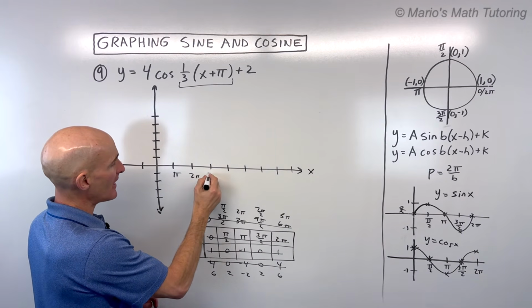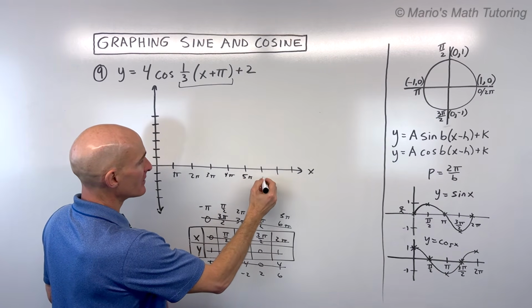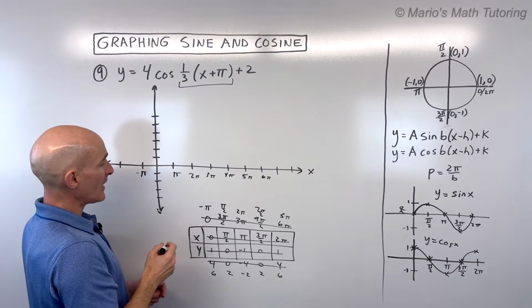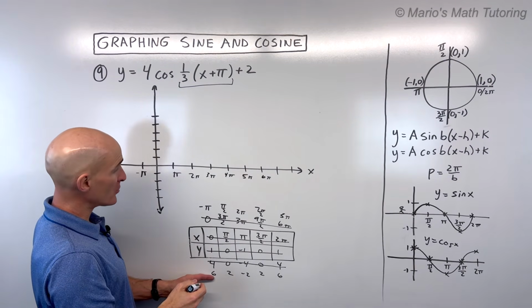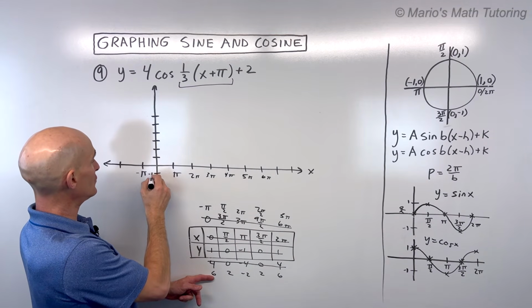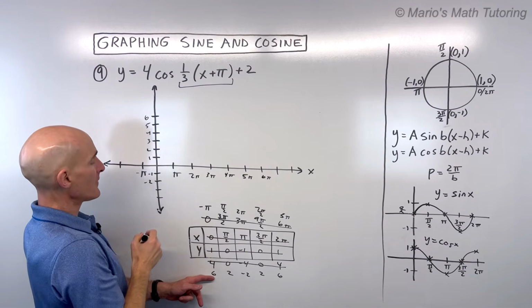So this would be pi, 2 pi, 3 pi, 4 pi, 5 pi, 6 pi, negative pi, right? Okay, and then it looks like the highest that y goes is 6, and the lowest it goes is -2. So I'm basically from -2 up to 6. Okay, so we've got everything.